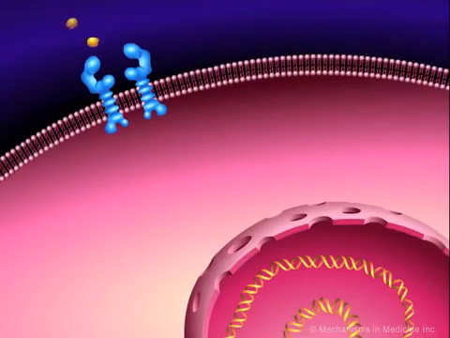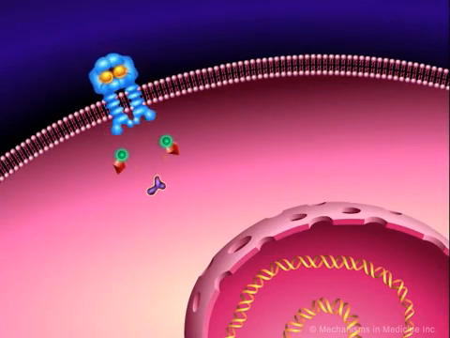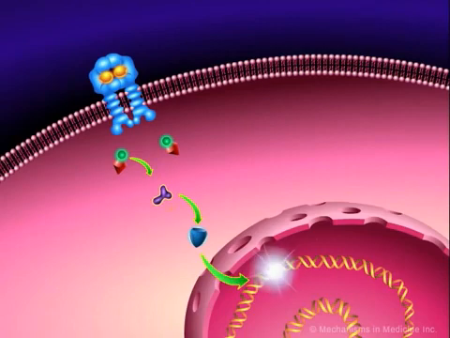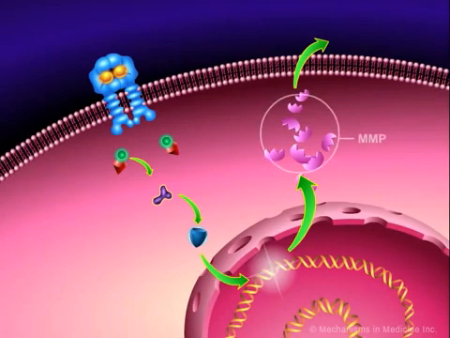When the appropriate signals enter the cell, a complex chain of events within the cytoplasm is set in motion. These events eventually lead into the cell nucleus, where the transcription of genes regulating cell cycle progression and cell growth are stimulated. One protein produced through this cell activation process is the enzyme matrix metalloproteinase, or MMP.